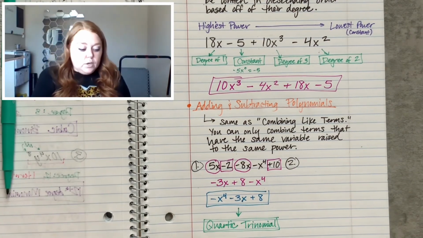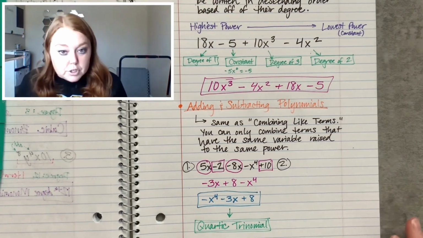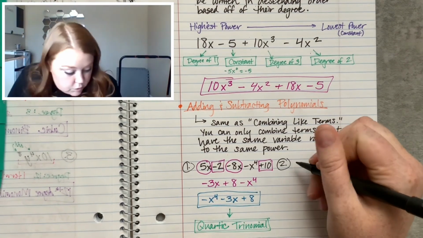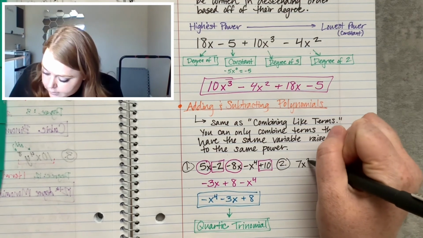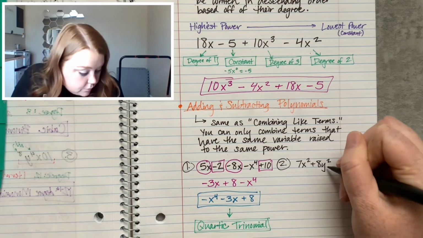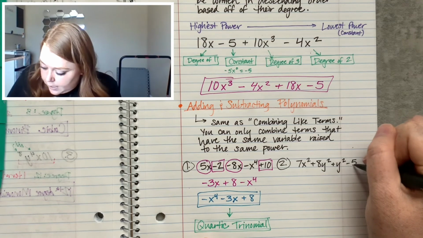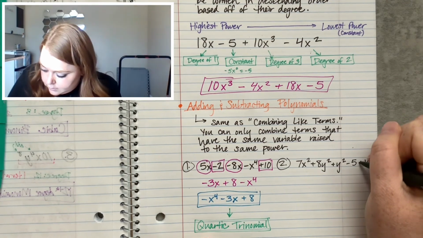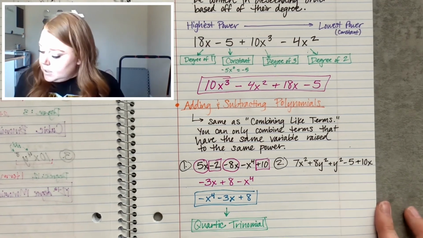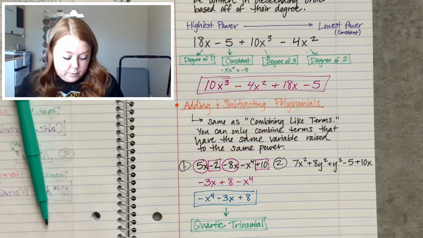Okay. I want you to try out number 2, all these steps on your own. So combine your like terms, rearrange it into standard form, and then name it. Number 2. 7x squared plus 8y squared plus y squared minus 5 plus 10x. Okay. All right. So do all those three things and hit play when you're ready.